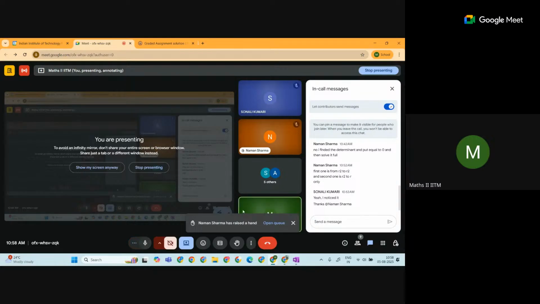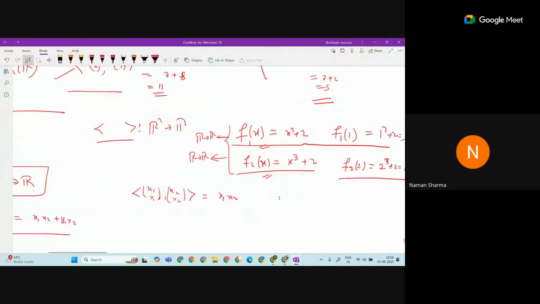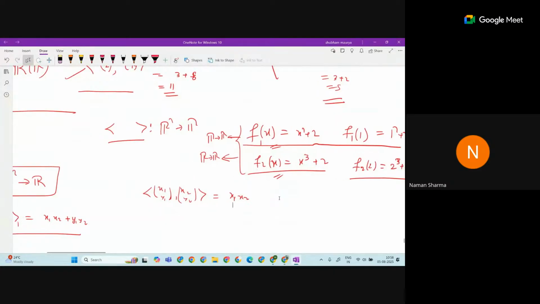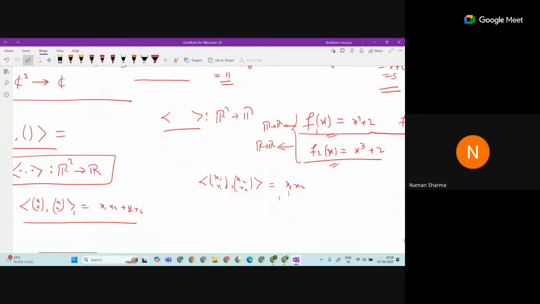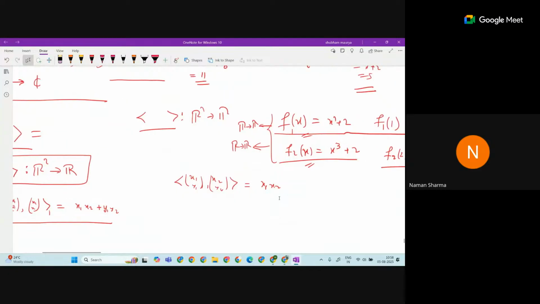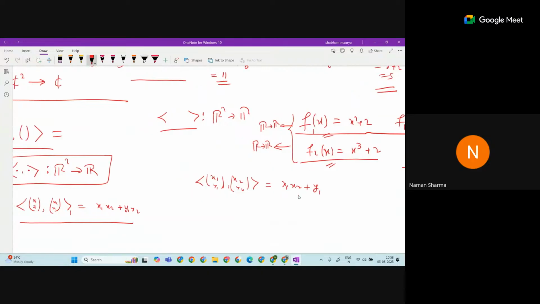Yes, Naman. Sir, can you go back to your previous slides where you were explaining? Here you are telling that this is defined like this, x1, x2 plus y, and previously you defined it like x1, x2 plus y1, y2. So sir, if anyone asks us to find the inner product, then what will be the answer? So that is what I'm going to tell you.